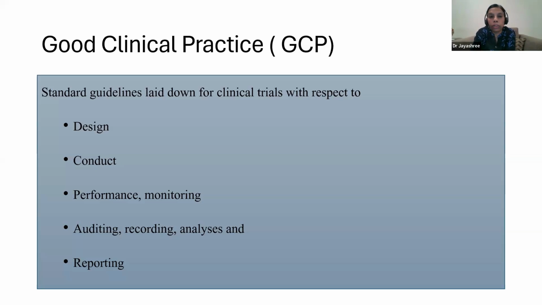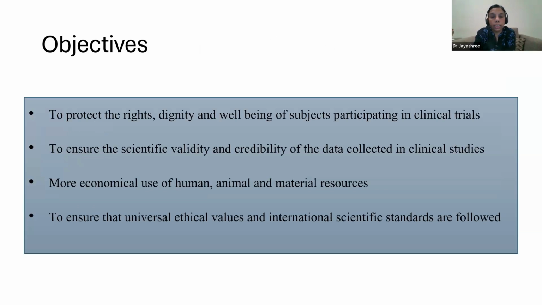Also, there is a concept of what we call good clinical practice. These are standard guidelines laid down for clinical trials with respect to the design of the study, the conduct of the study, the performance and monitoring, the auditing, recording, and analysis, and finally the reporting of the results. And why do we do this? The objectives are to protect the rights, dignity, and well-being of subjects participating in clinical trials. I think this is one of the most important concepts when we talk about ethics in research. It is also to ensure the scientific validity and credibility of the data collected in these clinical trials. This again is a very important aspect.